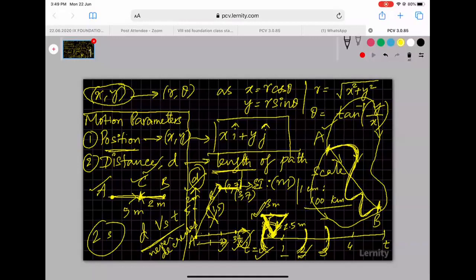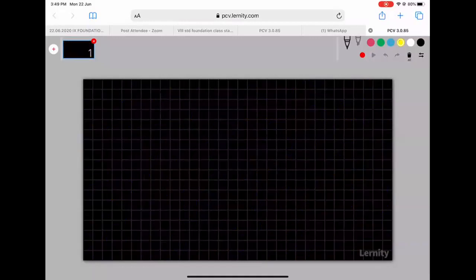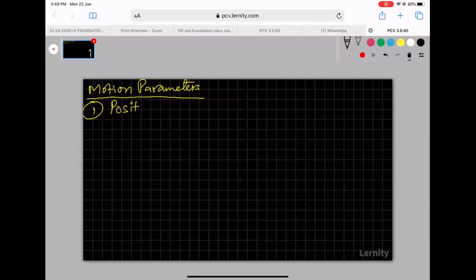Right? I'm clearing the board now. Here. Now, back to motion parameters. We were discussing motion parameters as those quantities which we measure to describe motion and try to see how it's happening, how fast or how long it has been happening. The first thing that we saw was position.